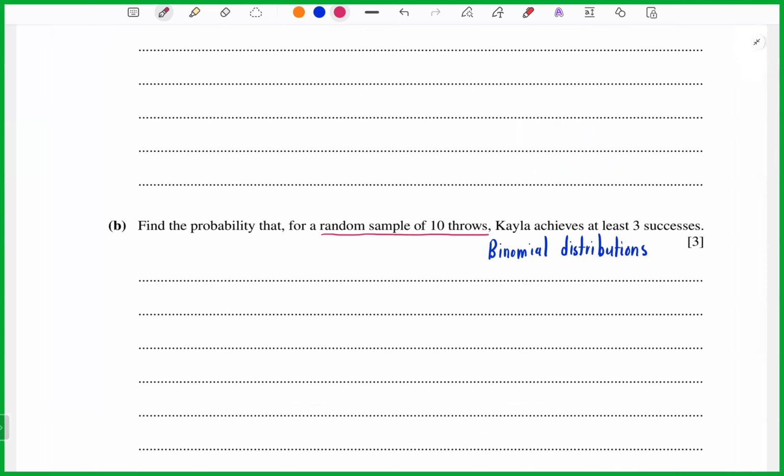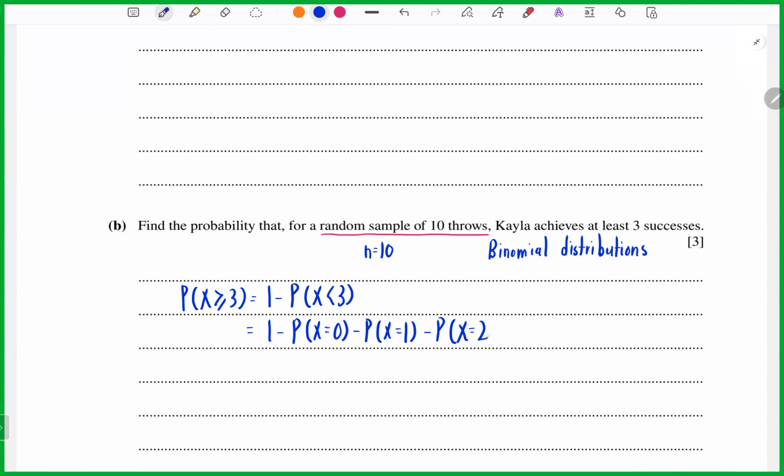Okay, the sample is 10, right? So it means n equals to 10. They want at least 3 successes, so you can take P when x is more than or equal to 3. So you can write here 1 minus P when x is less than 3.